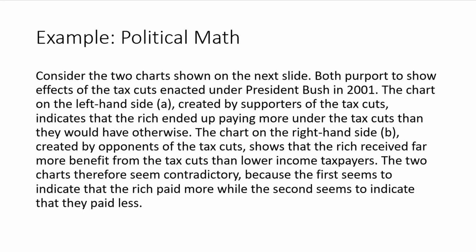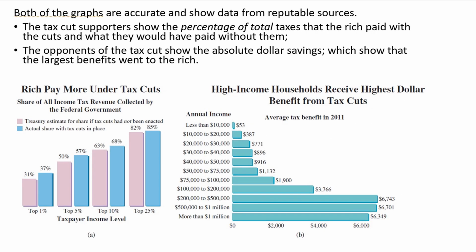The two charts therefore seem contradictory because the first seems to indicate that the rich paid more, while the second seems to indicate that they paid less. Let's analyze. Both of the graphs are accurate and show data from reputable sources. The tax cut supporters show the percentage of total taxes that the rich paid with the cuts and what they would have paid without them. The opponents of the tax cut show the absolute dollar savings, which show that the largest benefits went to the rich.